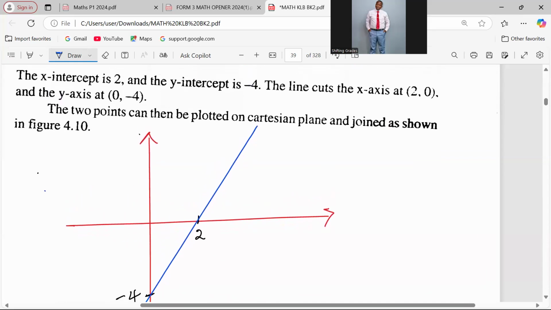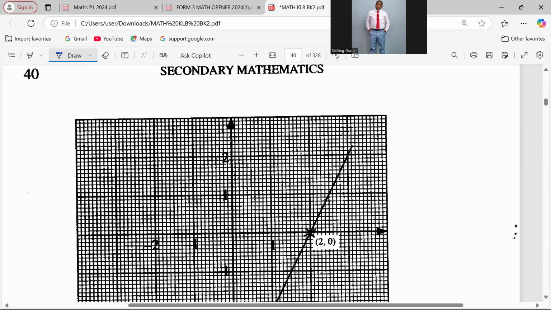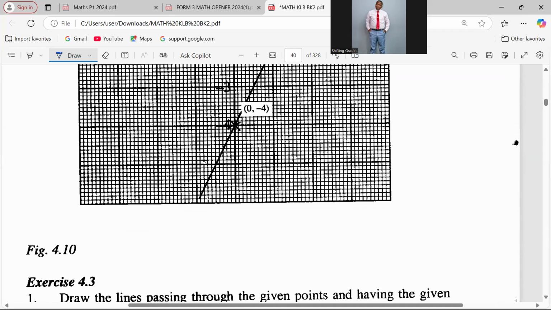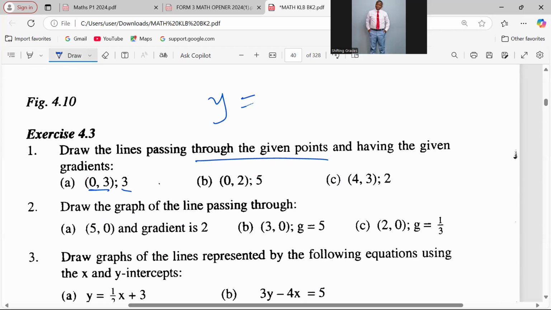You determine where the line cuts the y-axis. You also determine where the line cuts the x-axis. X-intercept, y-intercept, they help us to draw straight line graphs. Yeah, the graph is already there. So we can draw the line passing through the given points, and there are gradients. Check (0, 3). Check also gradient 3. So where is the line? Y equals, gradient is 3 and y-intercept is also 3.